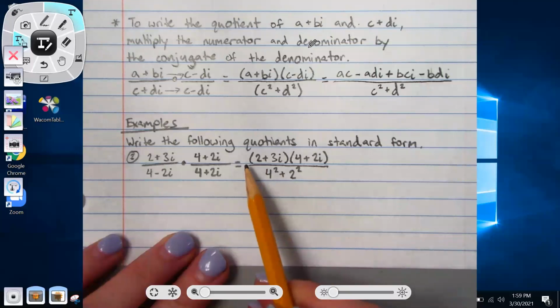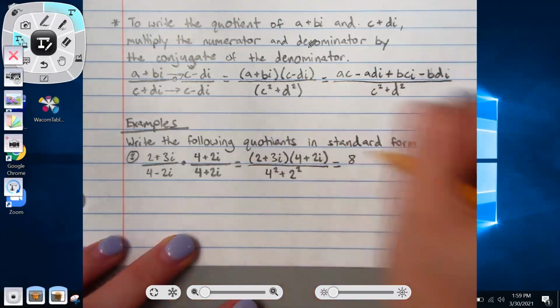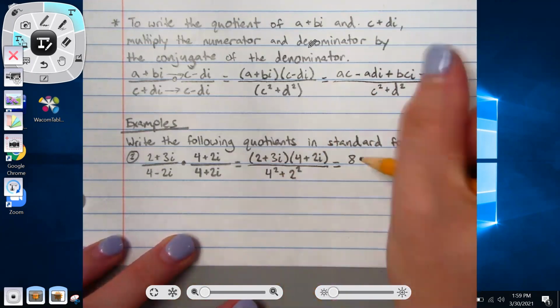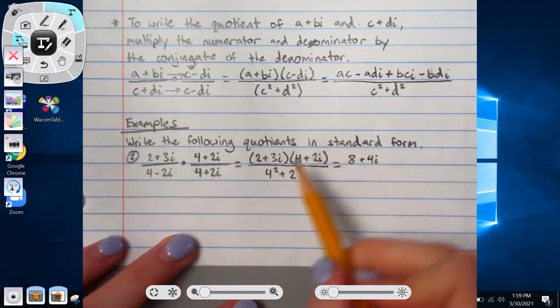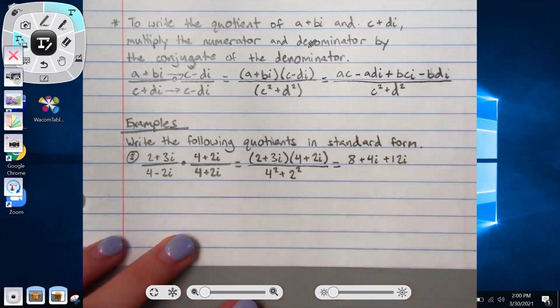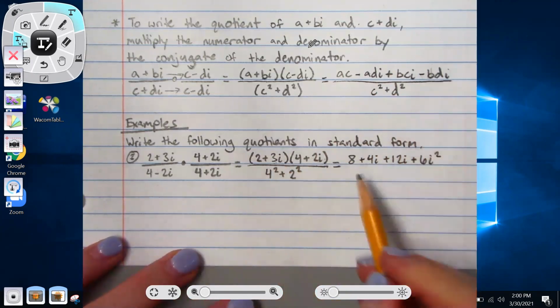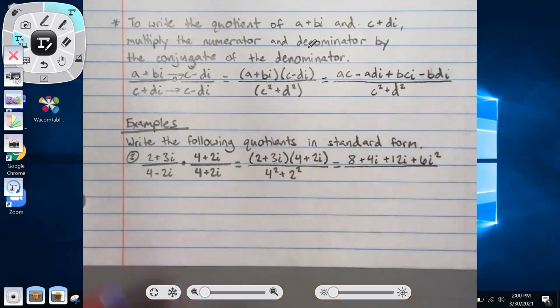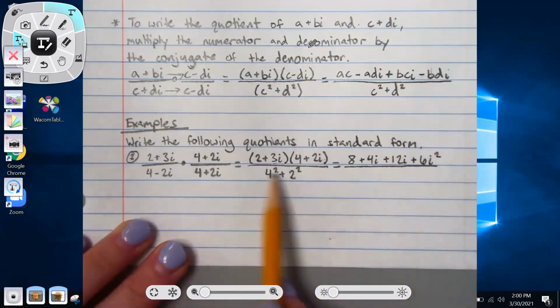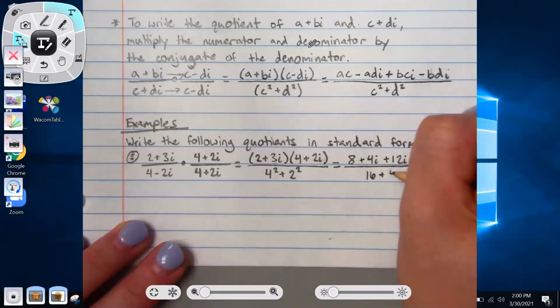In the numerator, when we use FOIL to multiply, 2 times 4 is 8. 2 times 2i is 4i. 3i times 4 is 12i. And 3i times 2i is 6i squared. In the denominator, we can do a little bit of math right now. 4 squared is 16 plus 2 squared, which is 4.